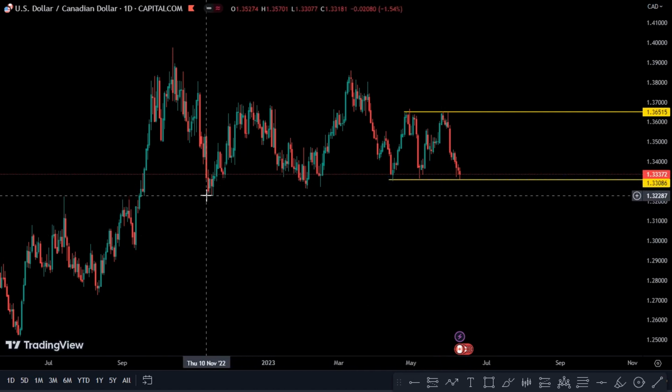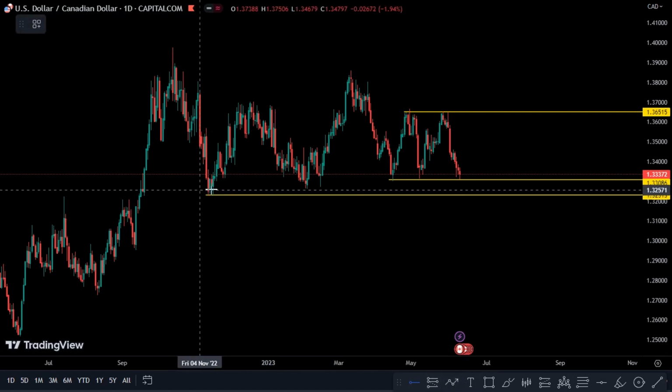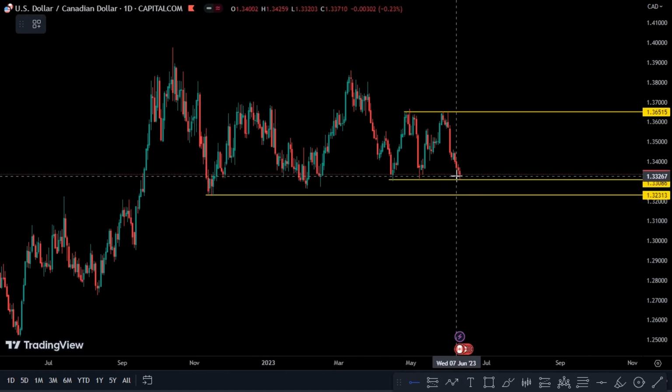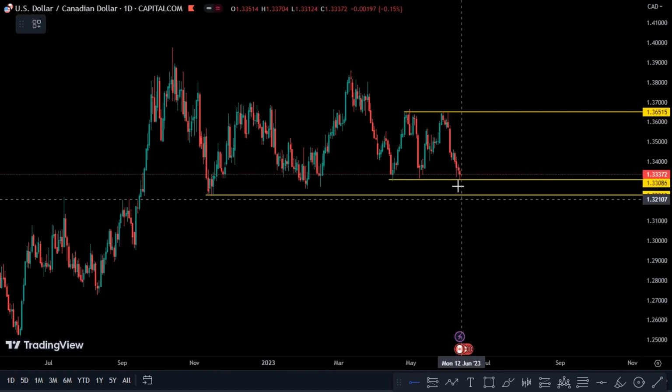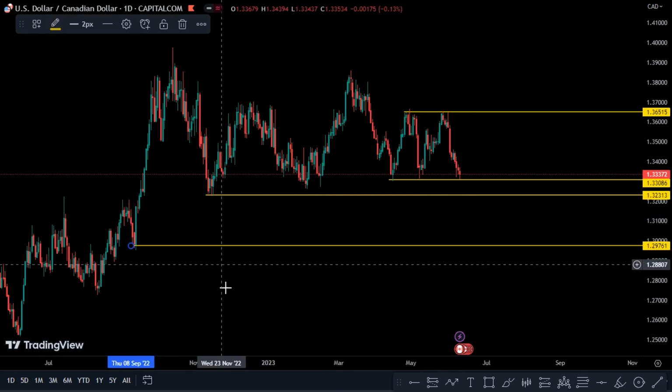Okay, we can take this area right here as our next area, but that is very close. So I would anticipate the market to push beyond this area if we were to break this structure and drop at least to this area.